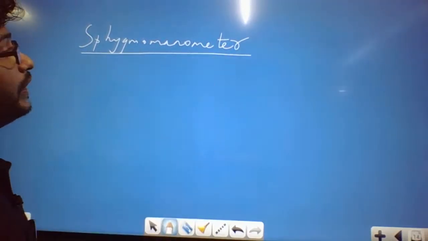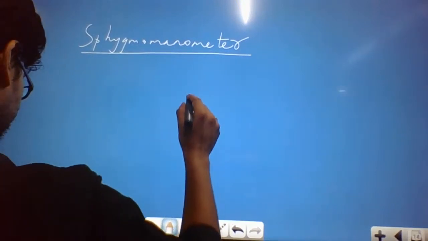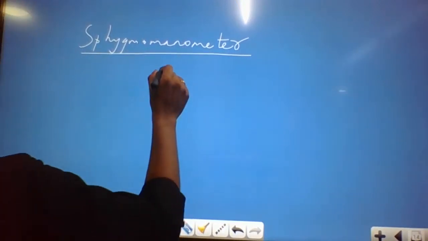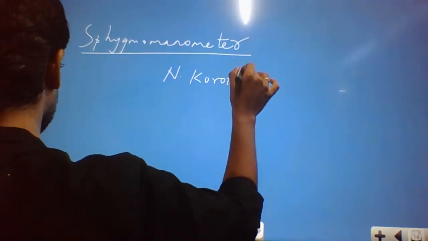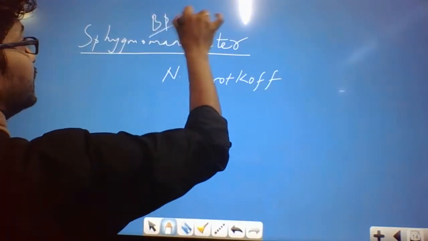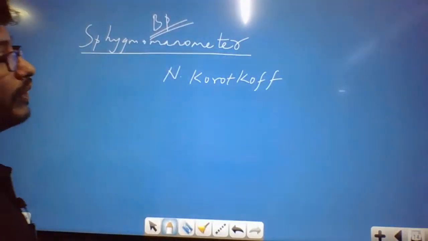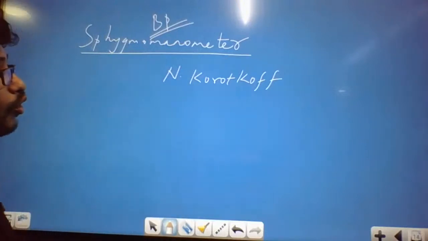So the sphygmomanometer is the device that you use to identify the blood pressure, and this was first reported by Nikolai Korotkov. He is the person who first found or reported the blood pressure apparatus using the sphygmomanometer.